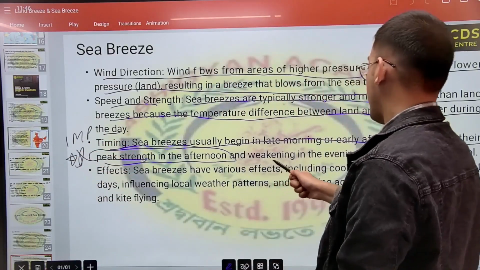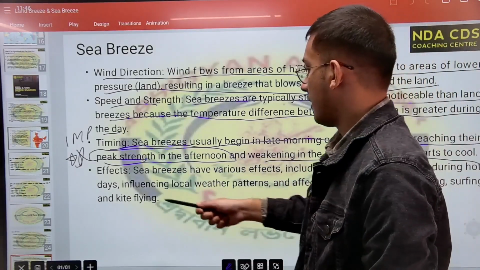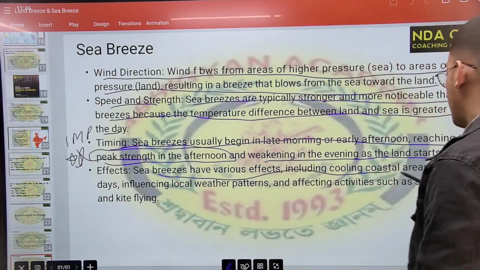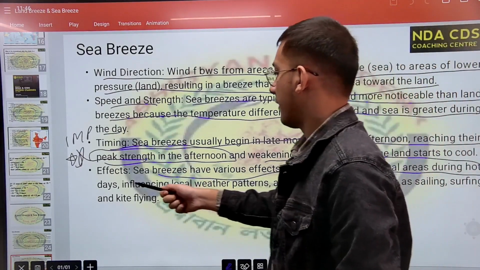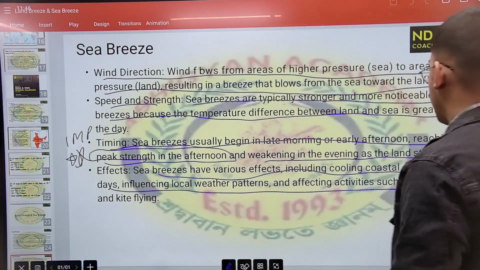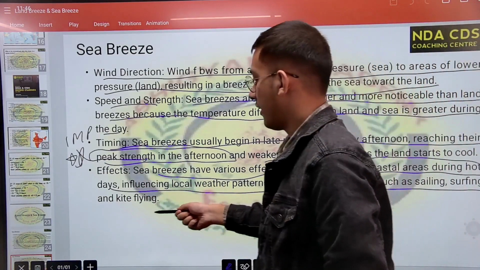Peak strength in the afternoon, weakening in the evening. Sea breezes have various effects, including cooling coastal areas during hot days, influencing local weather patterns, and affecting activities such as sailing, surfing, and kite flying.